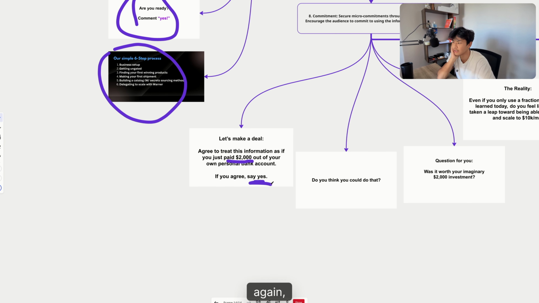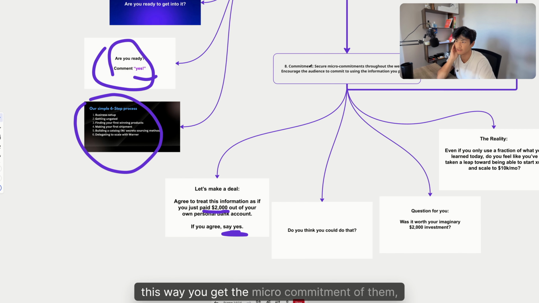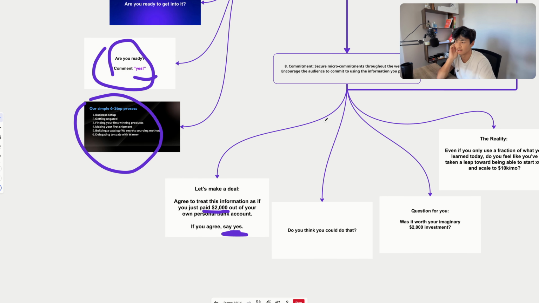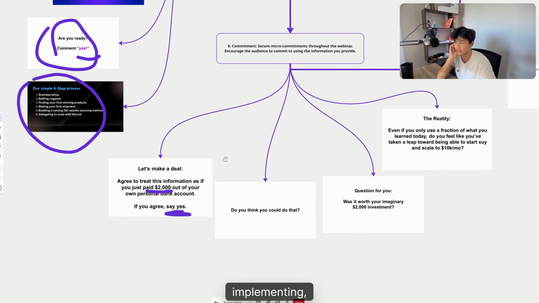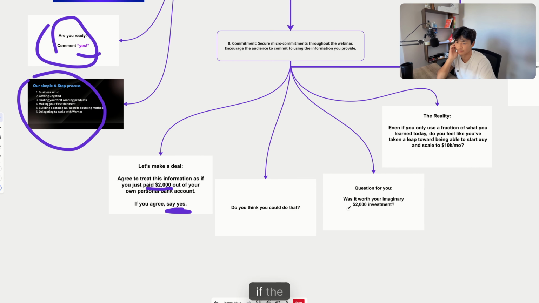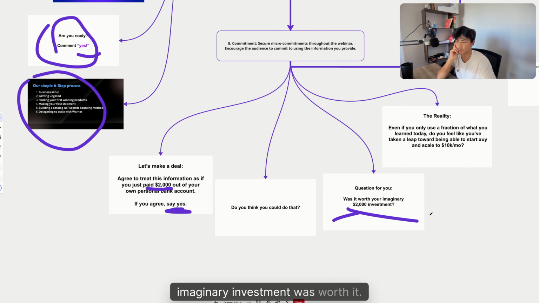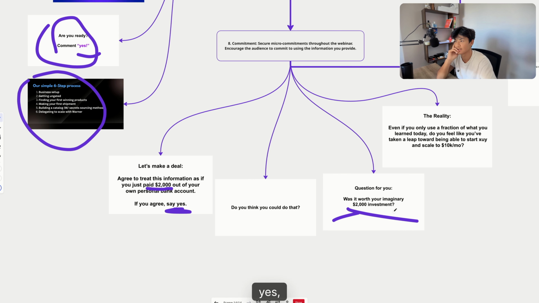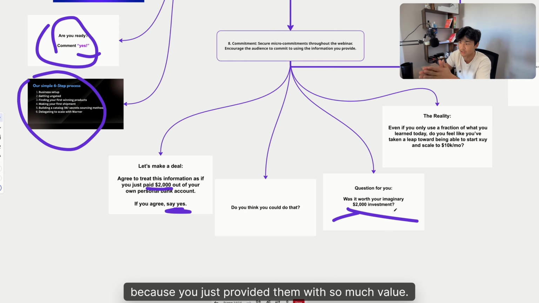If you agree, again, say yes, have them spam yeses in the comments. This way you get the micro commitment of them actually paying attention and implementing. At the end, you ask them if the imaginary investment was worth it, and they'll be saying, oh, yes, yes, yes, because you just provided them with so much value.